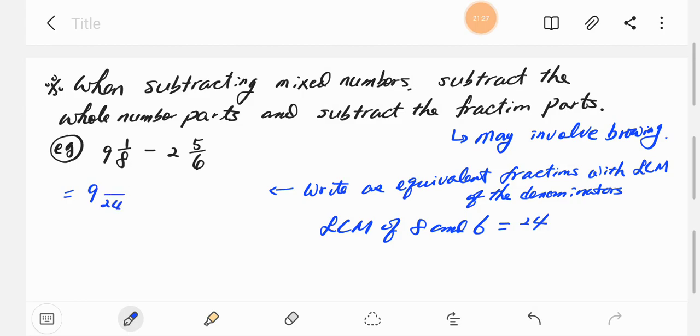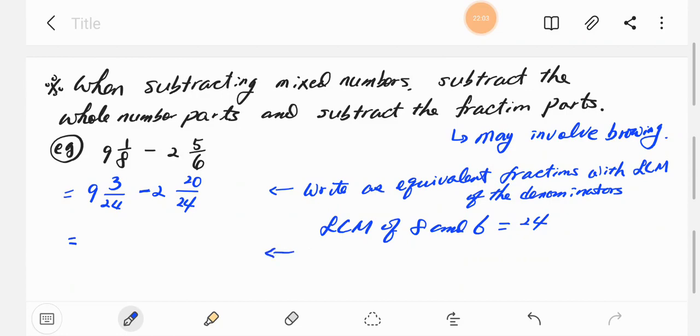So 8 times 3 is 24, so 1 times 3 is 3. And 6 became 24 by multiplying 6 by what? 4, right? So multiply 5 by 4, it's 20. Okay, now the denominator is same, but look at this. 3 is less than 20, right? 3 is less than 20, so why don't we make 3 larger than 20? So borrow 1 from 9.